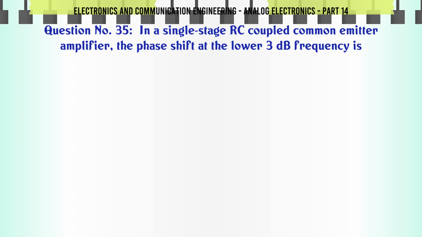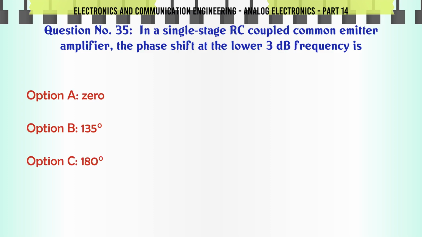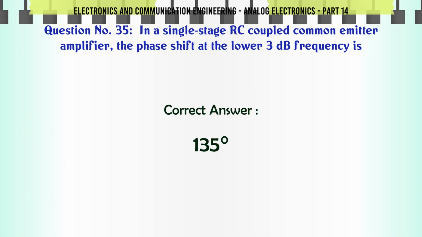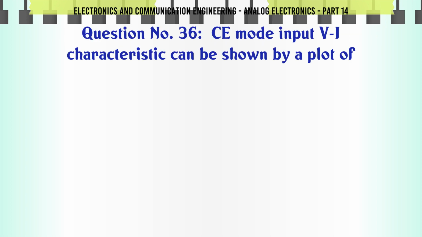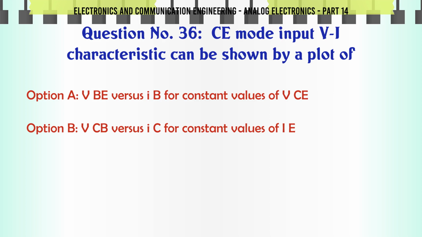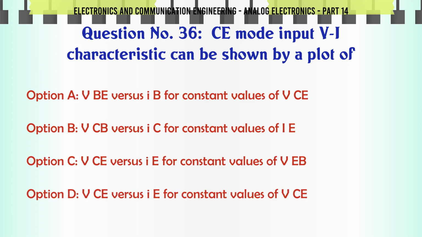In a single-stage RC-coupled common emitter amplifier, the phase shift at the lower 3 dB frequency is A. 0, B. 135, C. 180, D. 225. The correct answer is 135.